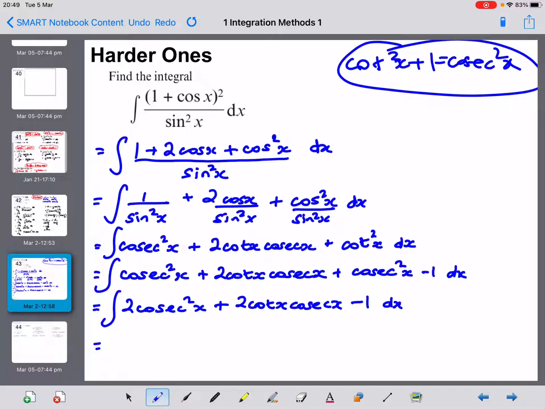So the integral of cosec squared is negative cot, so that's negative 2 cot x. The integral of cot x cosec x is negative cosec x, so we've got minus 2 cosec x. That's in the formula booklet. And then the integral of minus 1 is minus x. And then we just need the constant.